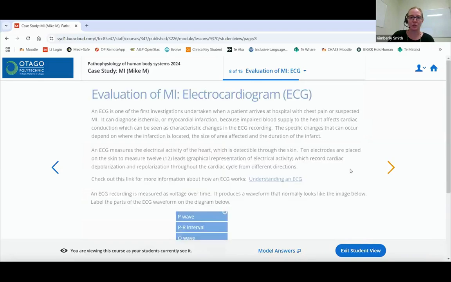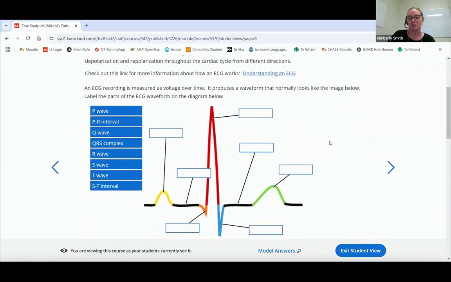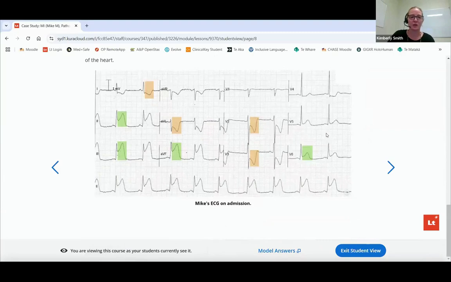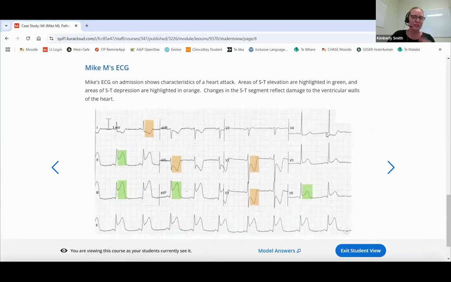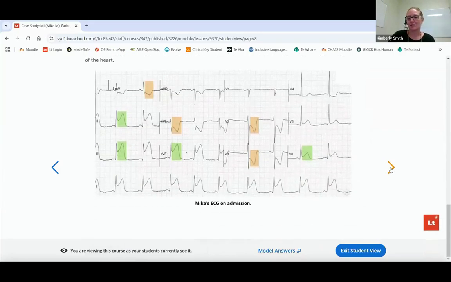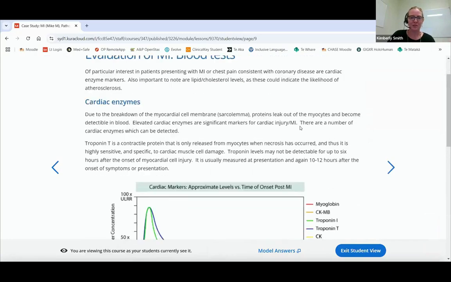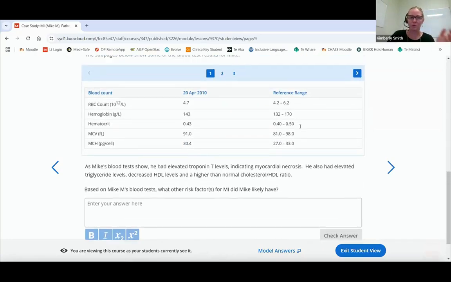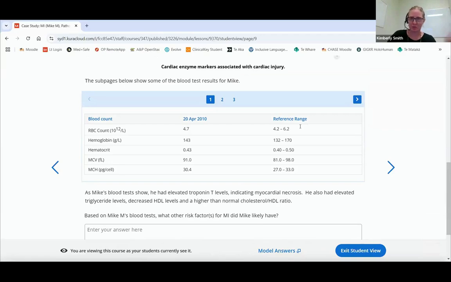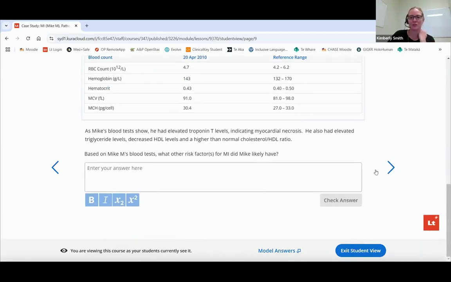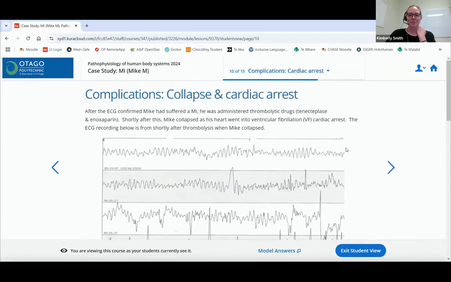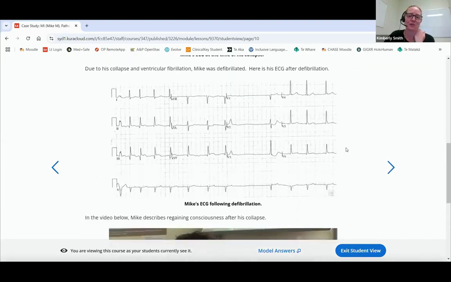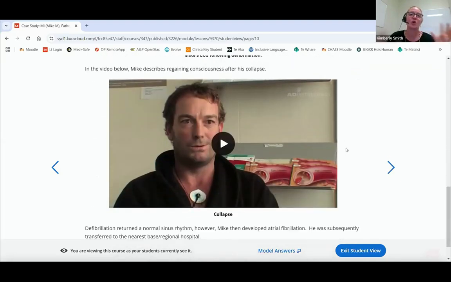So as students work through, this is a large assessment for students at the end of their pathophysiology course. So here are Mike's ECG readings that they can look at. Evaluations of his blood tests. We've got reports, so what were Mike's blood test results, and other test results that are in there. Again, just multiple things. These patient libraries are massive. There's so much in there.